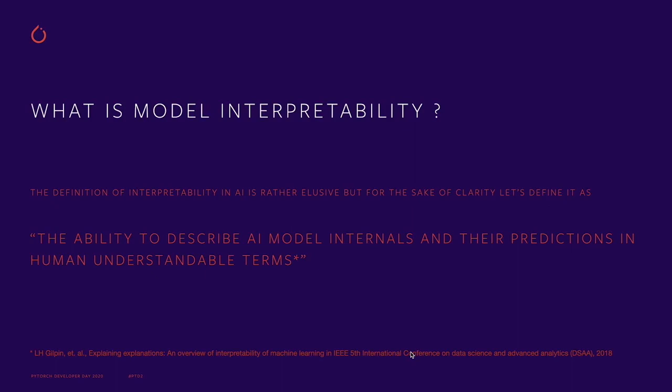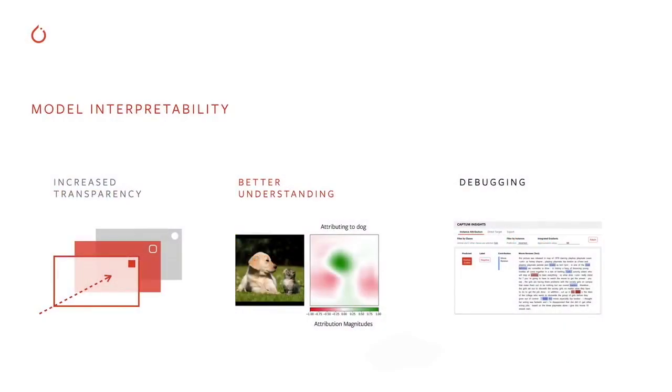The definition of model interpretability is rather elusive, but for the sake of clarity, let's define it as the ability to describe AI model internals and their predictions in human understandable terms. You might wonder, why is model interpretability important? Why do we care about it? It is important because it helps us to understand how our models reason. It helps us to debug misclassified predictions and understand how we can change our models to also improve the model performance and our prediction quality.